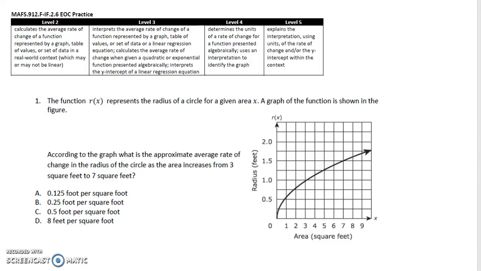Hey guys, this is part 2 of your video for this Friday. We're going to continue looking at functions and identifying and interpreting functions, especially rate of change.